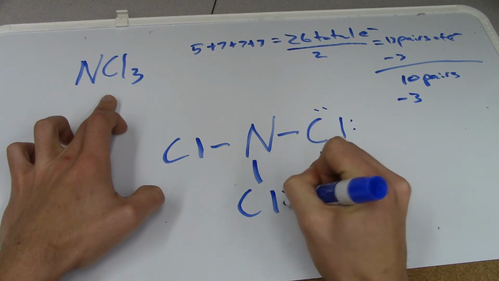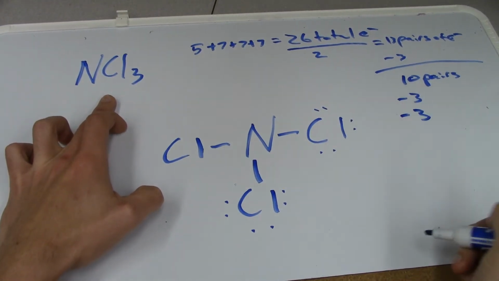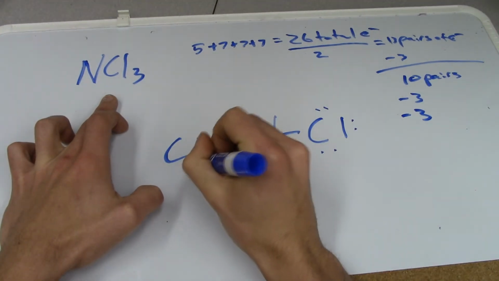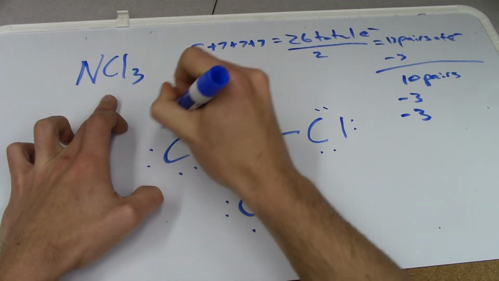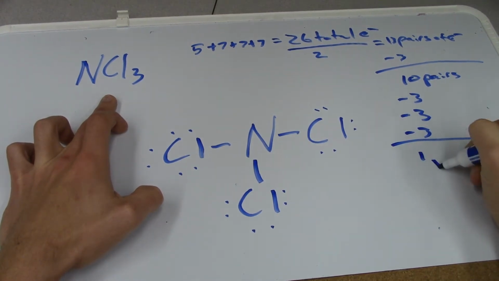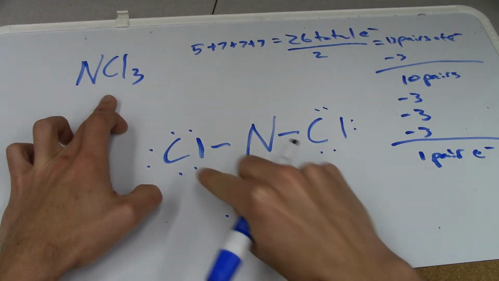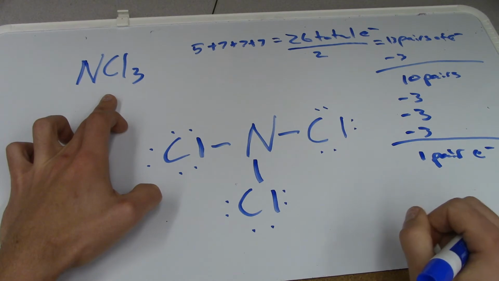Let me make this chlorine satisfied too. So I used another 3 pairs of electrons. Let me make this chlorine satisfied as well. Used another 3 pairs of electrons, so I only have 1 pair of electrons left. I check all my exterior atoms: satisfied, satisfied, satisfied.